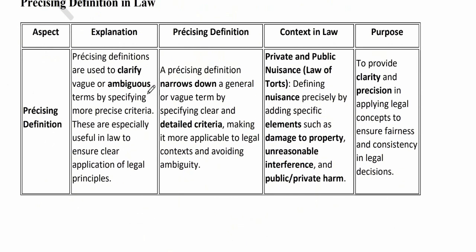Precising definitions are used to clarify vague or ambiguous terms by specifying more precise criteria. These are especially useful in law to ensure clear application of legal principles. Precising definition narrows down a general or vague term by specifying clear and detailed criteria, making it more applicable to legal contexts and avoiding ambiguity. Private and public nuisance, law of torts: defining nuisance precisely by adding specific elements such as damage to property, unreasonable interference, and public-private harm. Its purpose is to clarify and make the legal concepts more precise to ensure fairness and consistency in legal decisions.